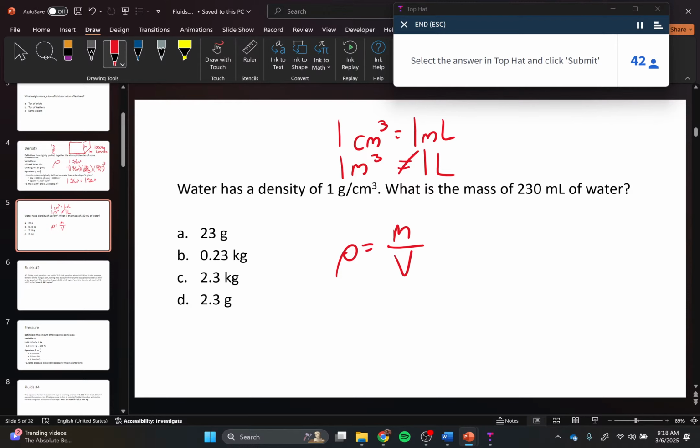You can kind of see that: if 1 milliliter is 1 centimeter cubed, and you have 230 of them, then you have 230 grams. And we can use this equation to also do that. Density equals 1, volume equals 230. 1 times 230 is 230 grams. 230 grams is 0.23 kilograms.